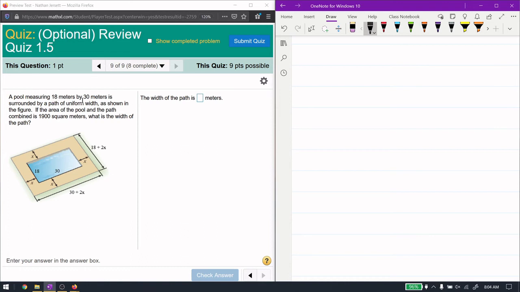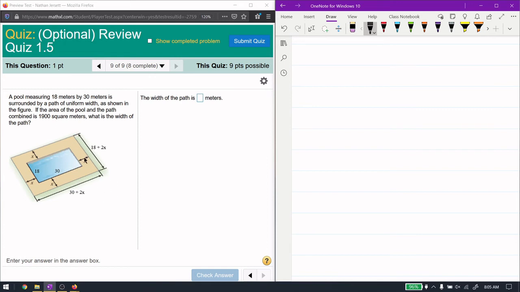We already have a pool that's 18 by 30 meters. And the area of the pool and the path combined, the area of this blue, the pool, and the path, is supposed to be 1900 square meters. So that's what we're trying to fit it into, the 1900. I'm trying to figure out how big we should make the path around it to fit that nicely.